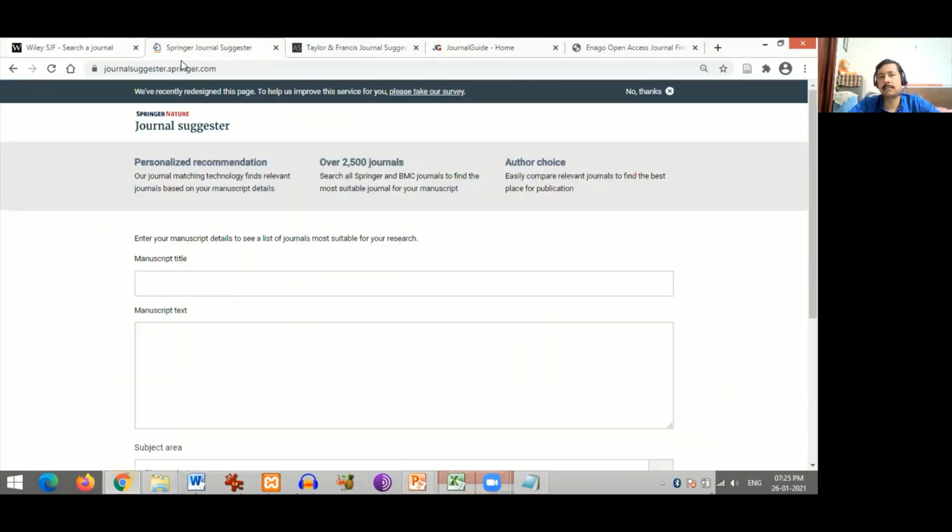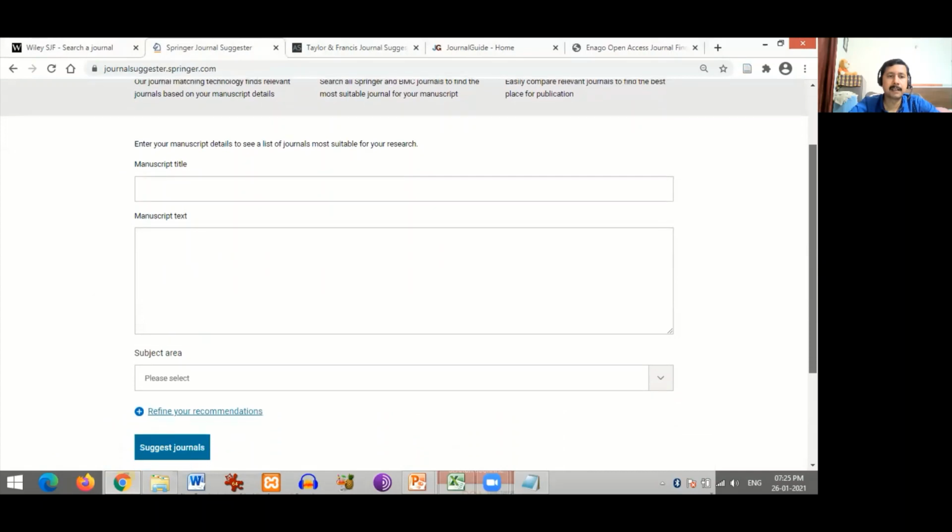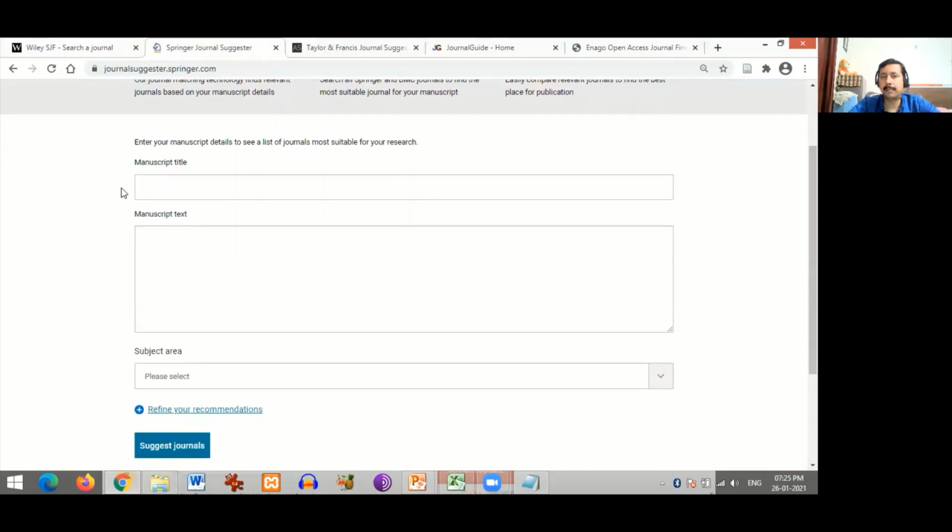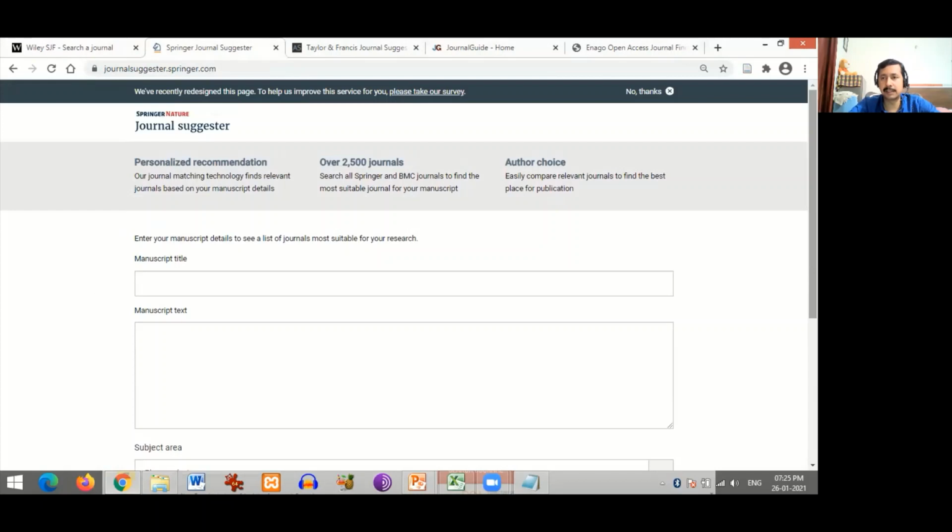Springer also has a journal suggester service. Similarly, paste the manuscript title and manuscript text; it need not be the abstract. You can go even further into the main text. Then choose the subject area, click on suggest journals for Springer to search and give you the most suitable journals.